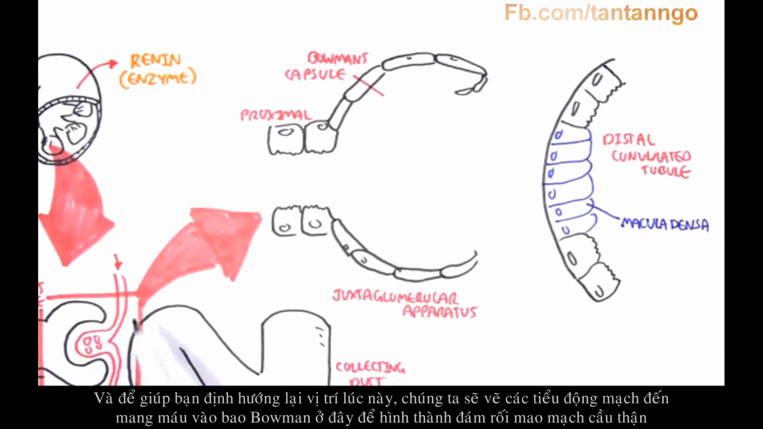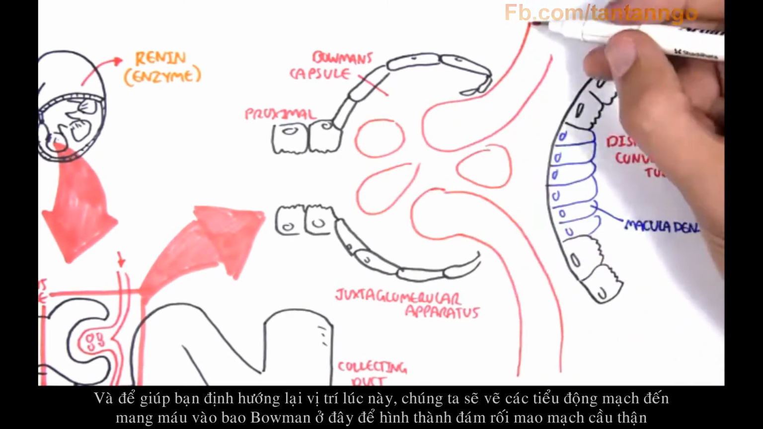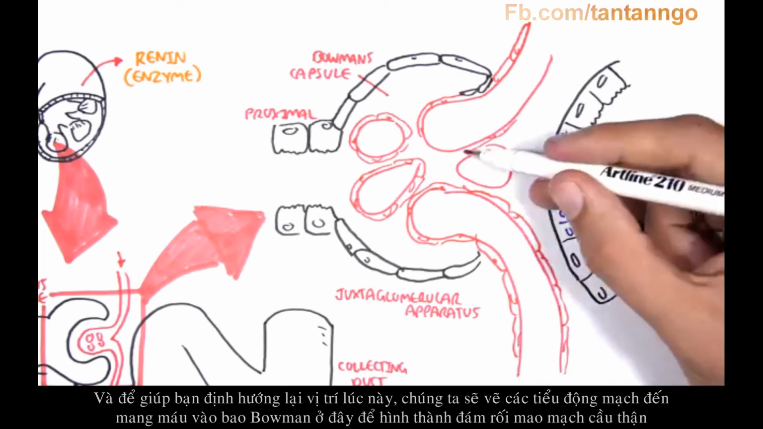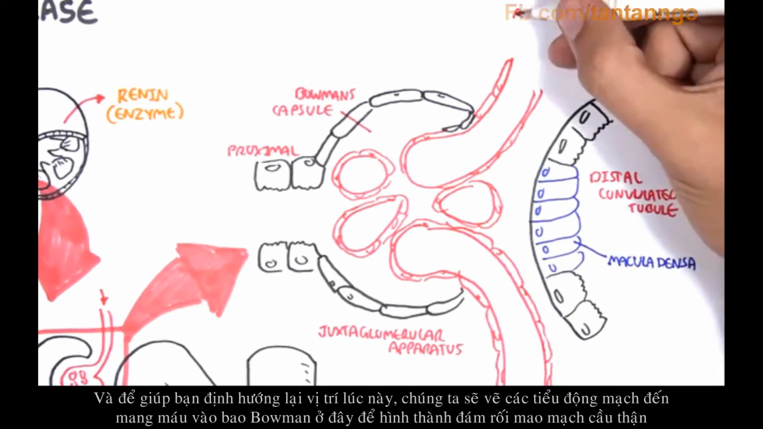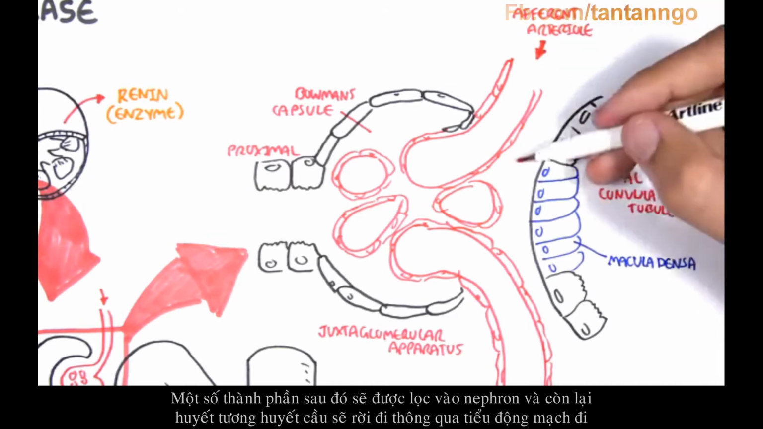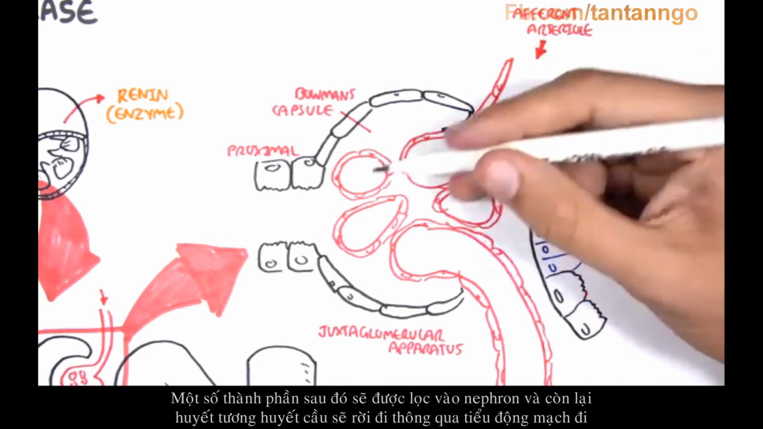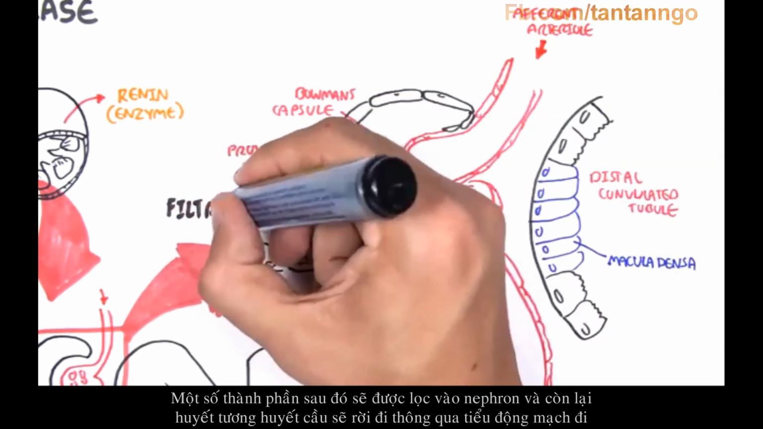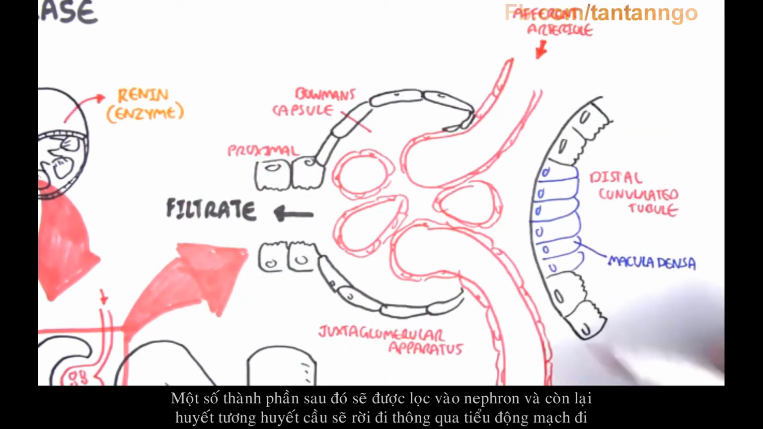And again, just to orientate where we have blood vessels coming into the head of the nephron, blood vessel known as the afferent arteriole, and the afferent arteriole will bring blood into the Bowman's capsule to form the glomerulus, and then this blood, the plasma, will be filtrated into the nephron, and then the remaining plasma will just leave out through the efferent arteriole.